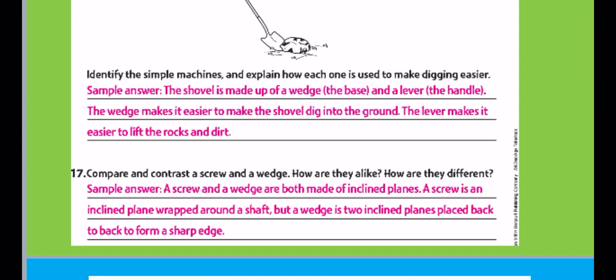Now, the last one, when I want to compare between the screw and a wedge, I'm going to say that a screw and a wedge are both made of inclined planes. Yes, they are made of inclined planes. But a screw is an inclined plane wrapped around a shaft. So it's all the way wrapped around. But the wedge is two inclined planes placed back to back to form a sharp edge. So the difference is in the appearance of each one of them.